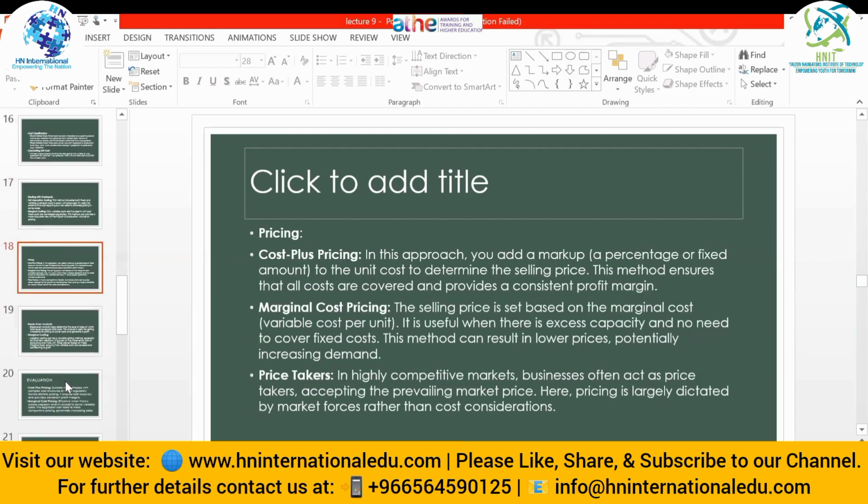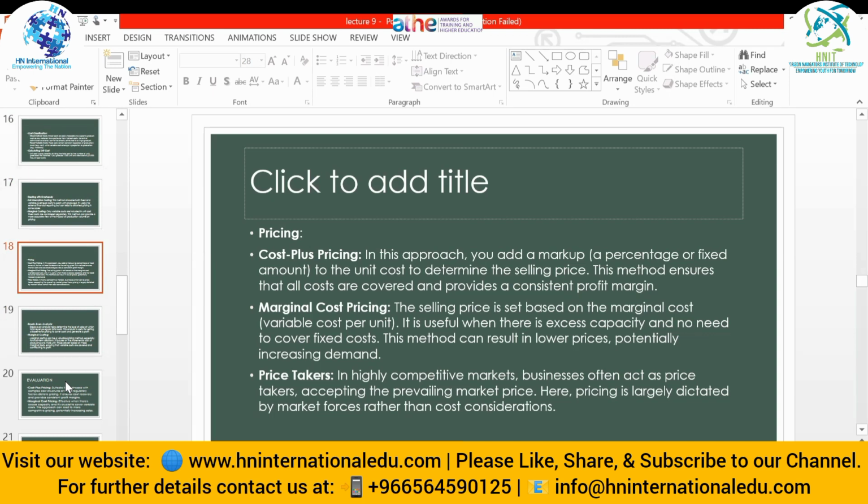Then pricing. Now we have various kinds of pricing. The first one is cost plus pricing. In this approach, you add a markup, a percentage or fixed amount, that is what a markup is, to the unit cost to determine the selling price. When we have to depict a selling price of any product, we are going to do what? Add the markup of that product to the unit cost. And we know how we calculate the unit cost. We discussed that in the above slides.